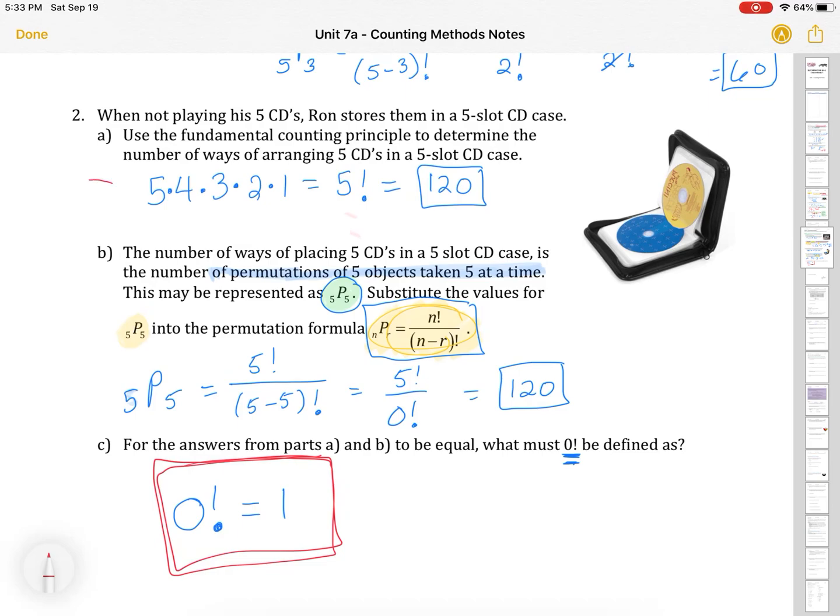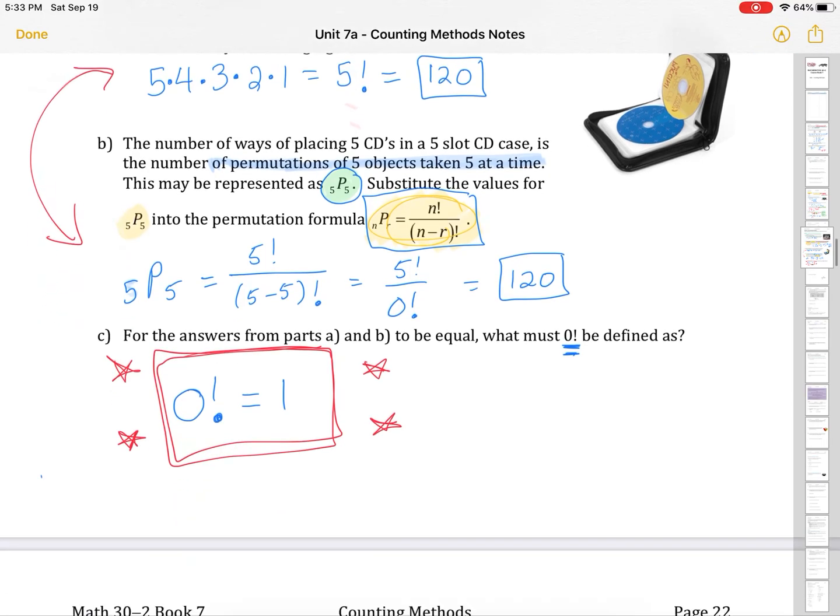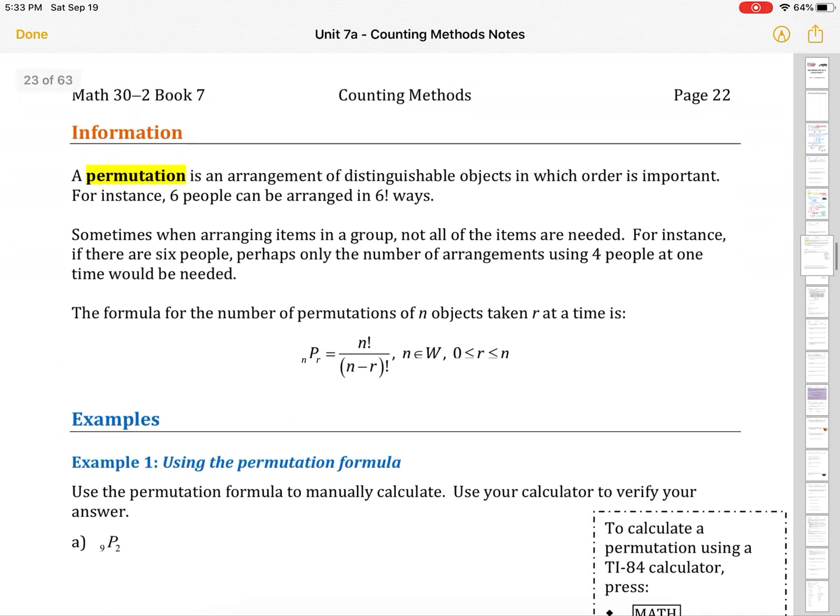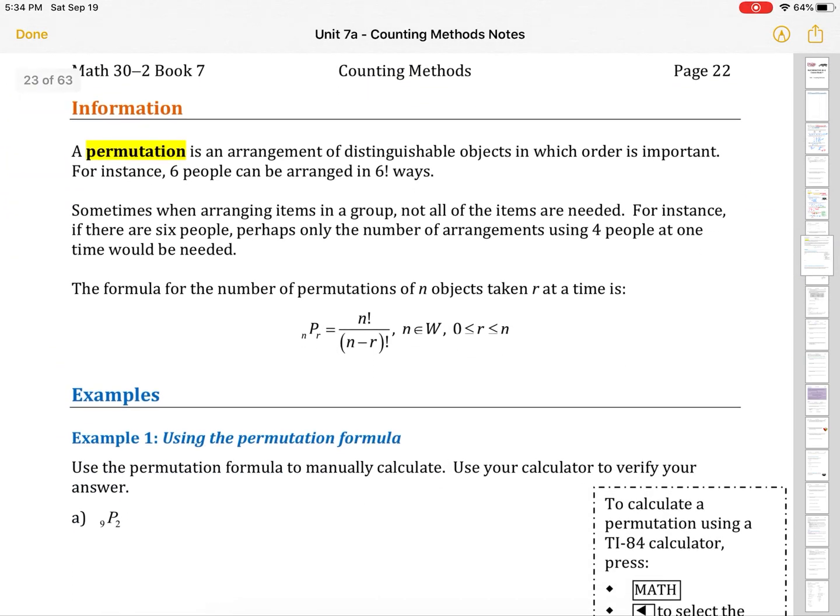It's just how this works with factorial notation in order for these two things to be true. So this is an important thing. Let's put little stars around it so you remember to memorize that and remember how that works.